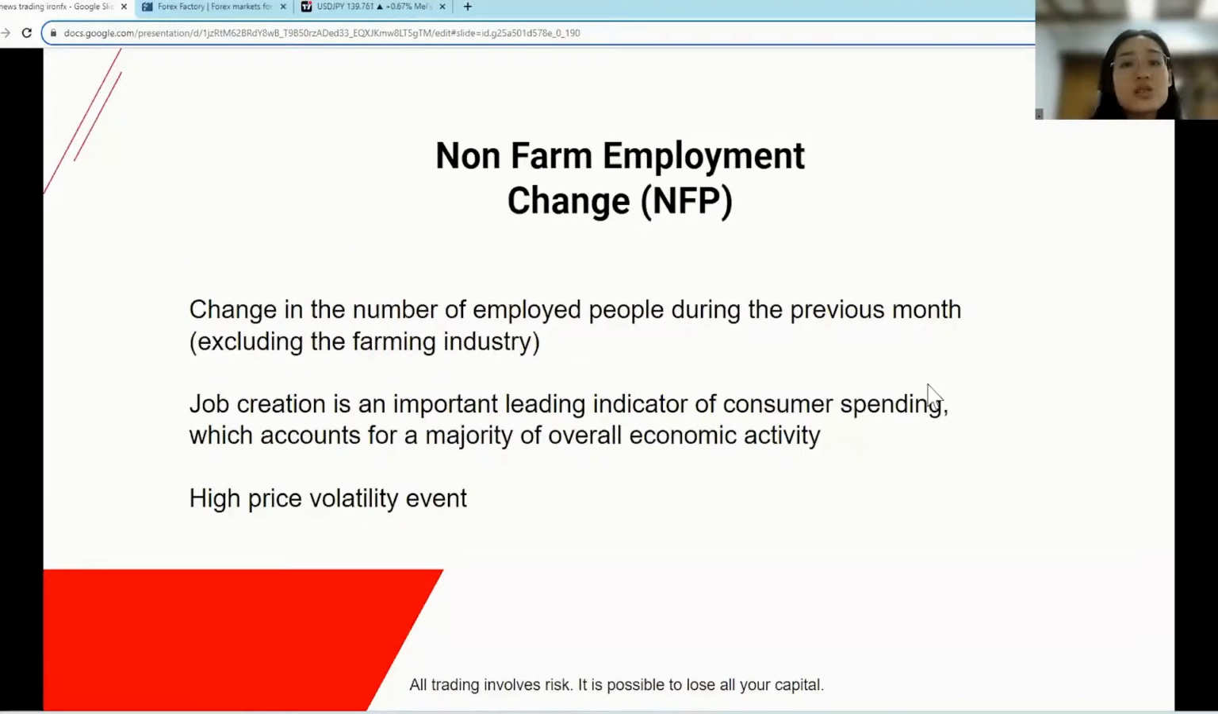Next, let's look at non-farm employment change or non-farm payroll. This represents the change in the number of employed people during the previous month, excluding the farming industry, and it also excludes a couple of private industries as well. Job creation is an important leading indicator of consumer spending, which accounts for a majority of overall economic activity. So the NFP data releases are also considered a high price volatility event.